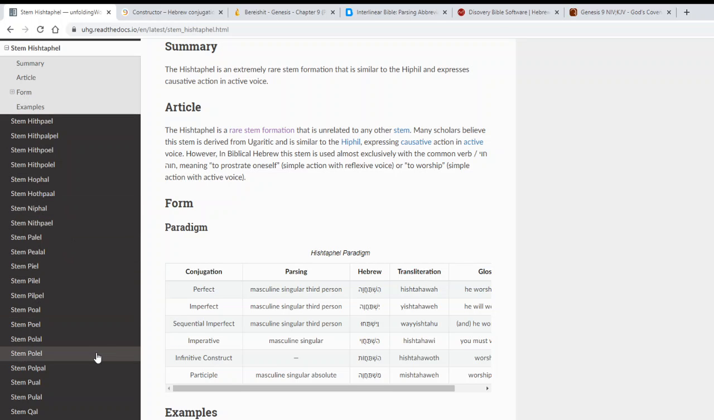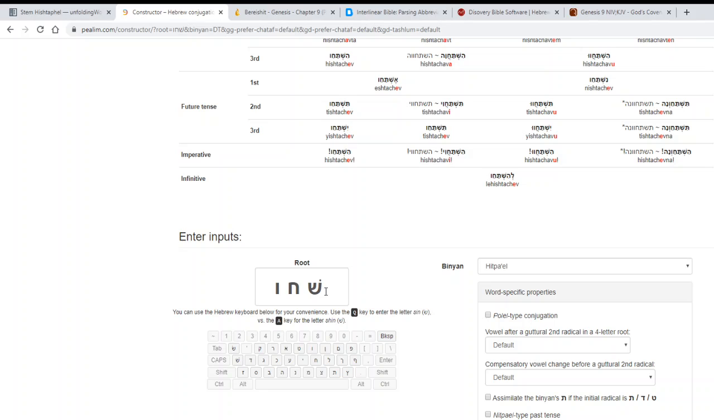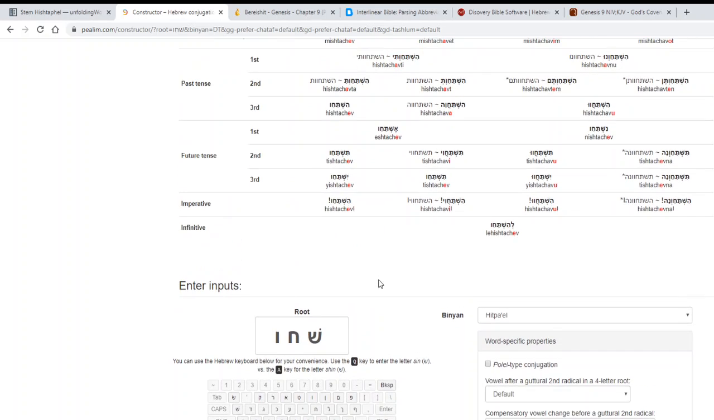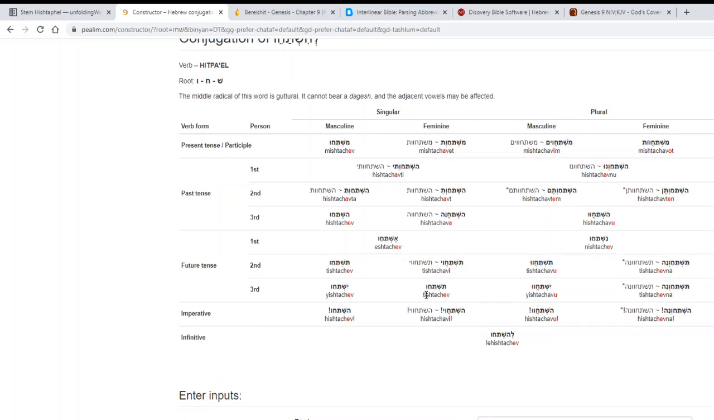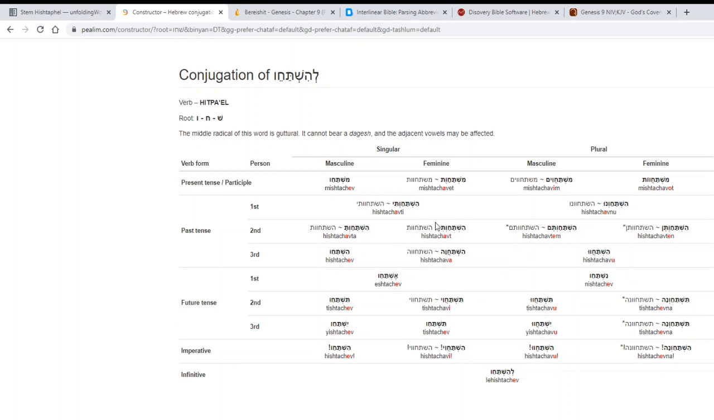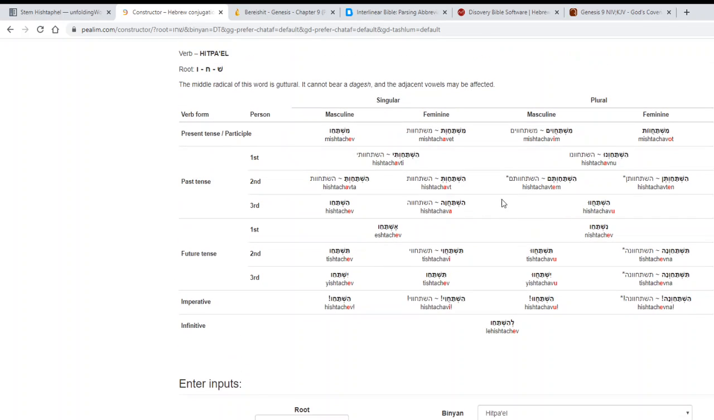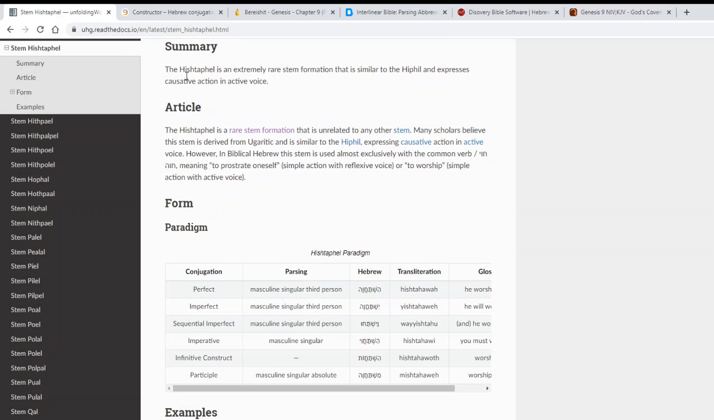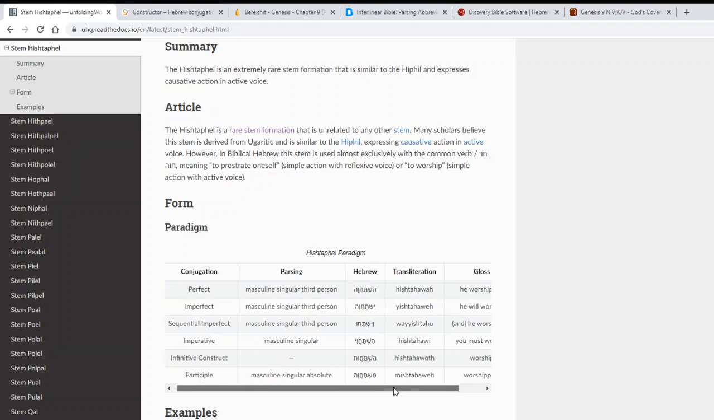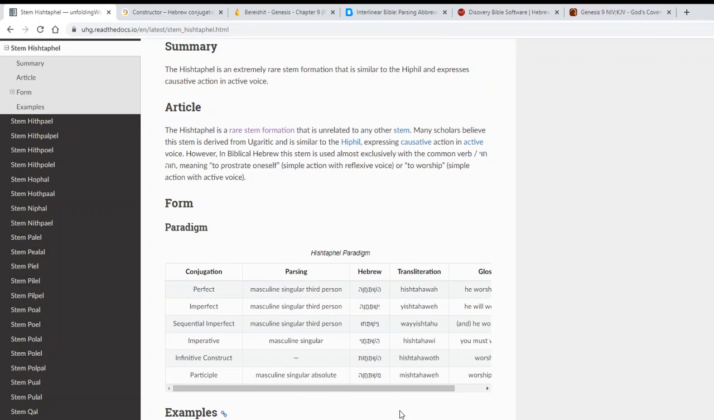I would look at these and consider what they're telling you, but at the same time, if you say that the root is shin het vav, which is a root which does mean to bow, and you just put it in the hitpael form, right? Hitpael, sorry, not hitpalel, hitpael form. You end up with words that look a lot like the paradigm here, right?